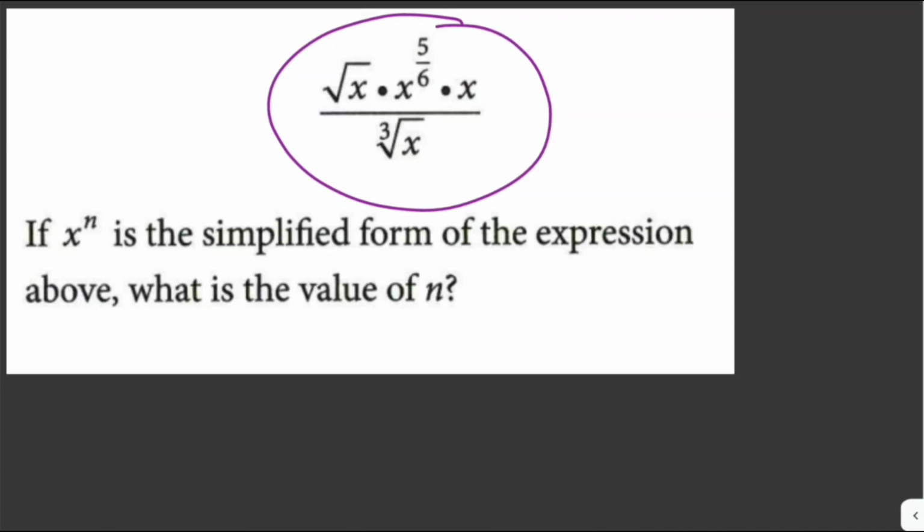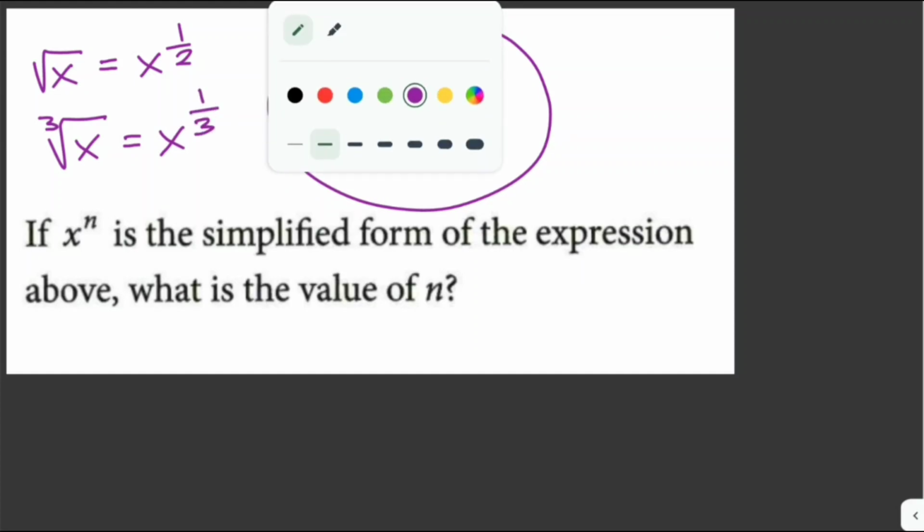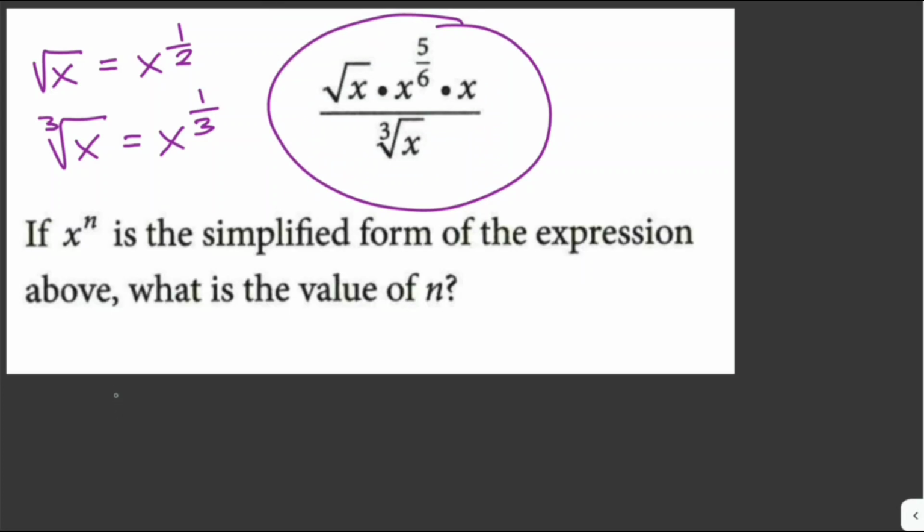So we can write square root of x as x to the 1/2, and then we can write cube root of x as x to the 1/3. So let's write the new expression now.